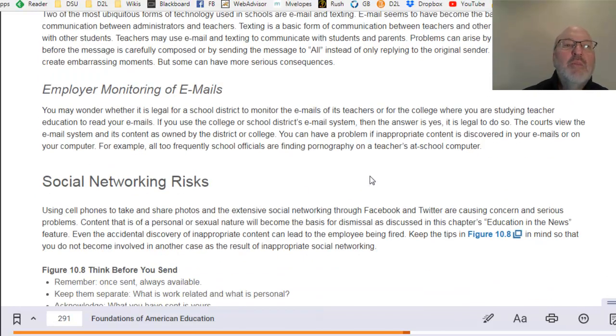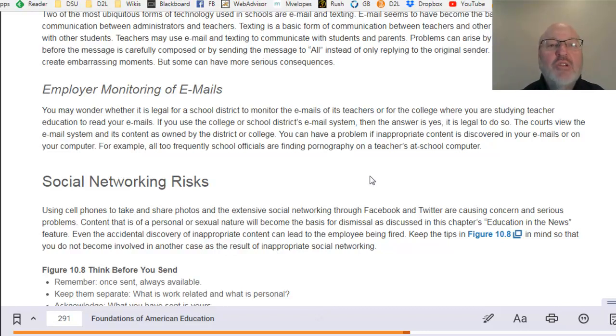So you may wonder if it's legal for a school district to monitor emails. Can a school district, or the college where you are studying teacher education, read your emails? If you use the college or school district's email system, then the answer is yes, they can. It is legal to do so. The courts view the email system and its content as owned by the district or college. You can have a problem if inappropriate content is discovered in your emails or on your computer.